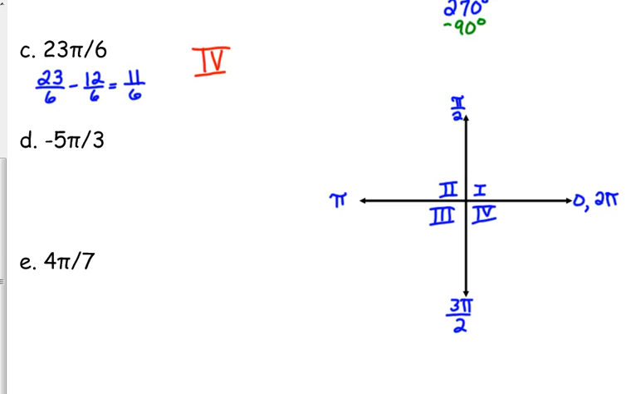Okay, let's look at a negative one. All right, so 3 pi over 2 is the same as negative pi over 2. Pi and negative pi are the same. Pi over 2 and negative 3 pi over 2 and negative 2 pi right here. So negative 5 pi over 3, 5 over 3 is just short of 6 pi over 3, which would be 2. So going in the negative direction, that would mean we're in the first quadrant.